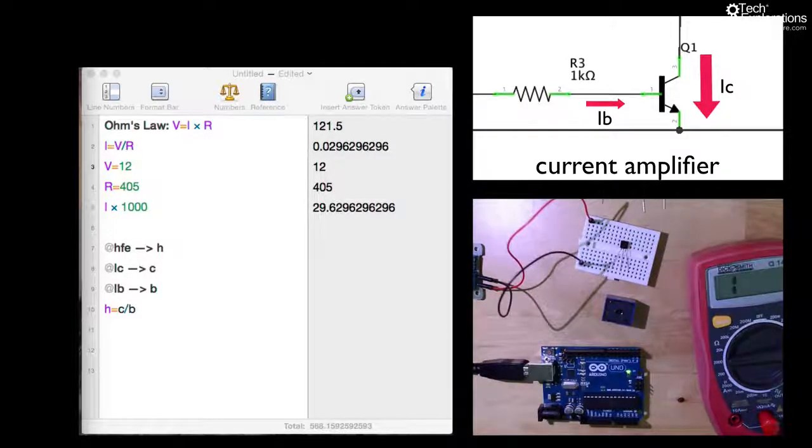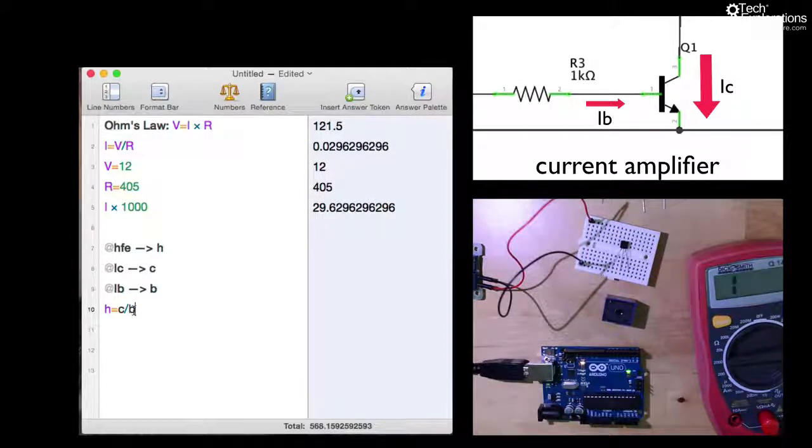And there's a relation between these two currents, the one in the base and the one between collector and emitter. So we call the ratio between those currents the gain. And the formula is that, going into my calculator, H stands for HFE, C stands for IC, which is the current in the collector, and B stands for IB, which is the current in the base. So the gain, H, is equal to current in the collector divided by current in the base.